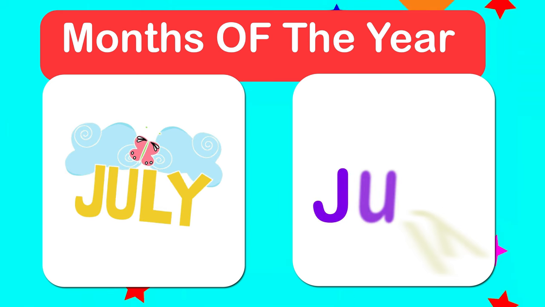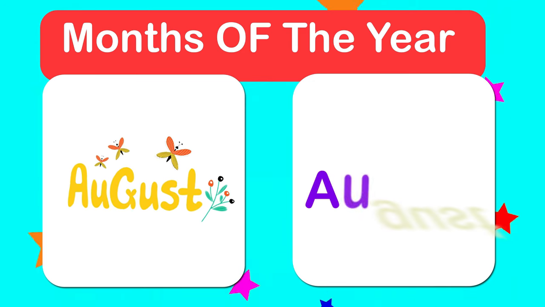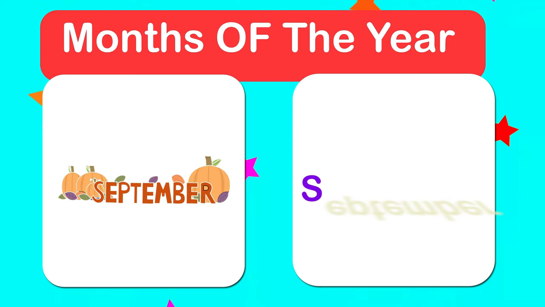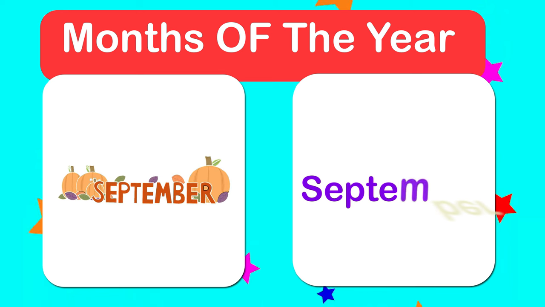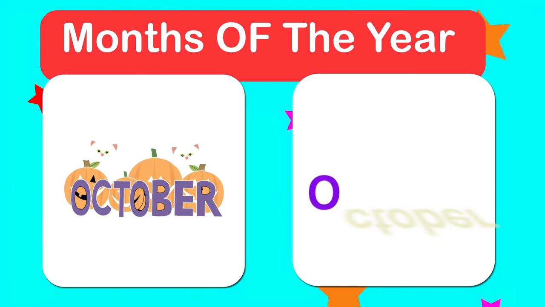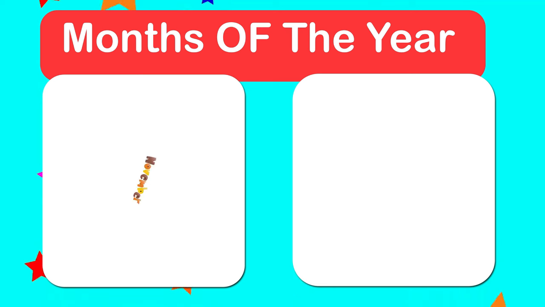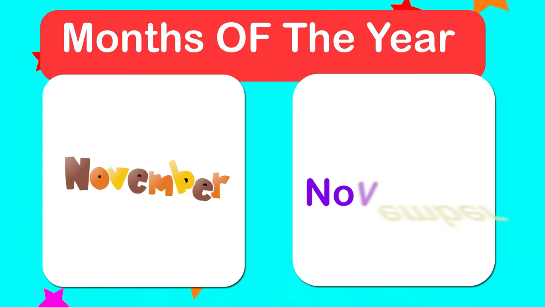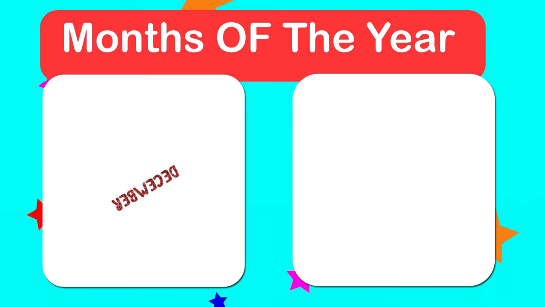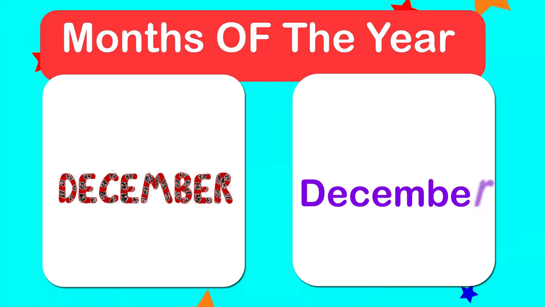July. J-U-L-Y. July. August. A-U-G-U-S-T. August. September. S-E-P-T-E-M-B-E-R. September. October. O-C-T-O-B-E-R. October. November. N-O-V-E-M-B-E-R. November. December. D-E-C-E-M-B-E-R. December.